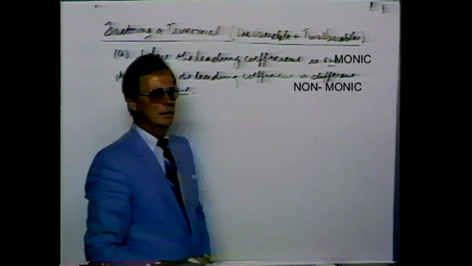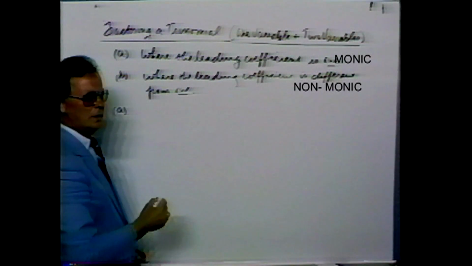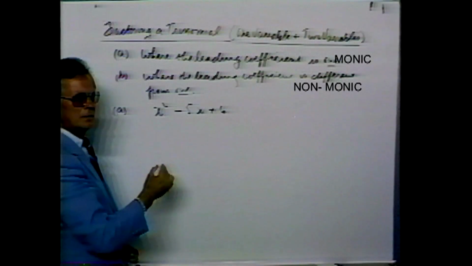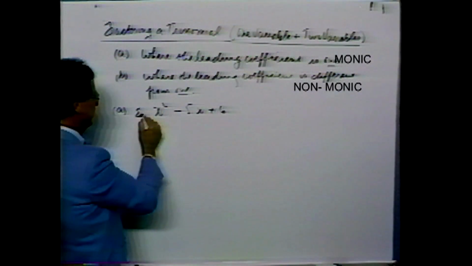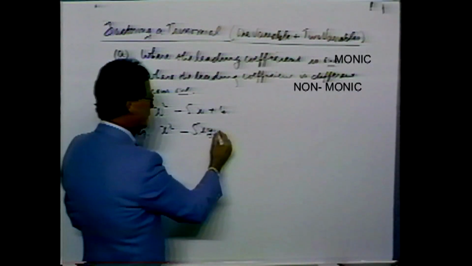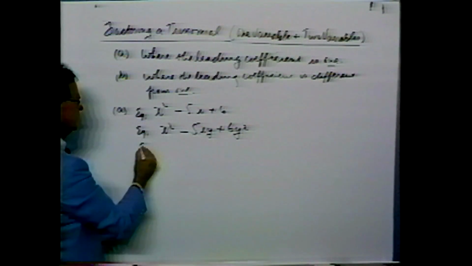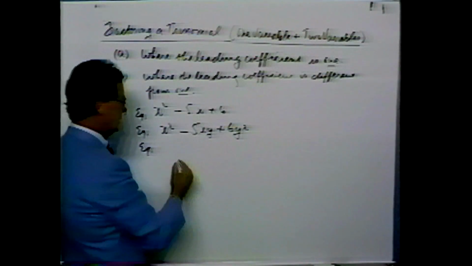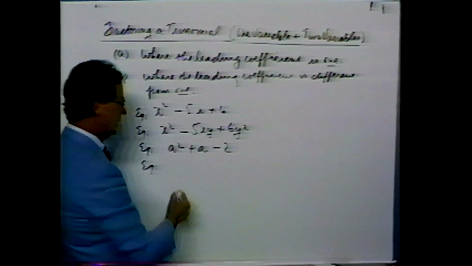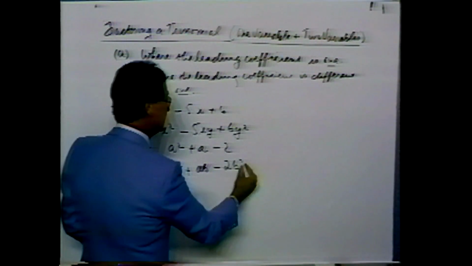We will look at A first. Where leading coefficients are 1, we have 1x squared minus 5x plus 6. These are examples: 1x squared minus 5xy plus 6y squared. Now here is an example where you have two variables, but the leading coefficient is 1. Another example, a squared plus a minus 2. And the example, a squared plus ab minus 2b squared.